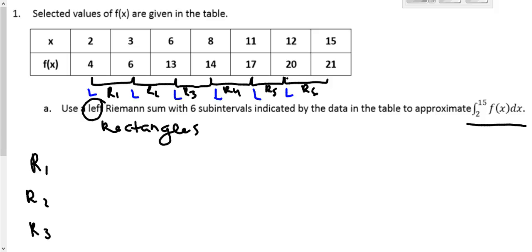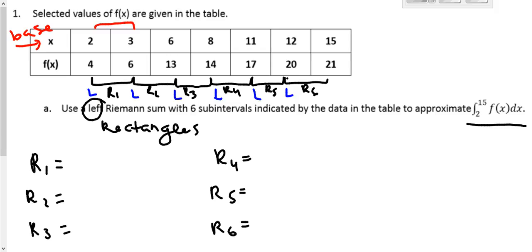So for R1, R2, R3, R4, R5, and R6, we need to find base and height for all of these. The base comes from our x values. Height comes from our f of x values, so our y values. If we look at our first rectangle, we're looking from 2 to 3. So the base of that is 1, and our height is on the left, so that'll be times 4.